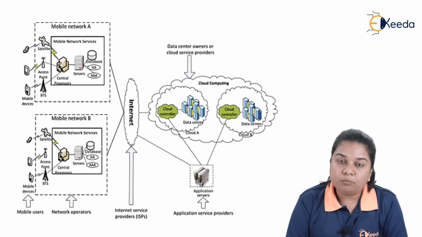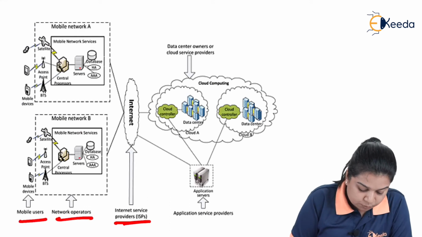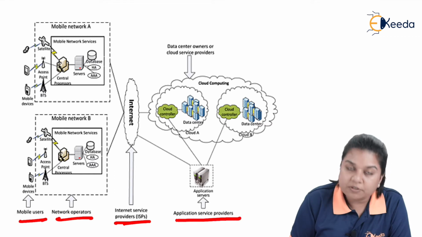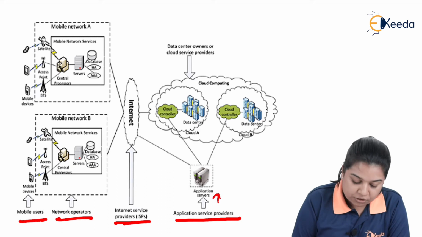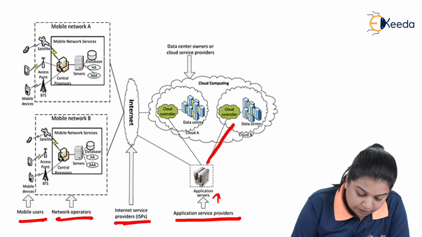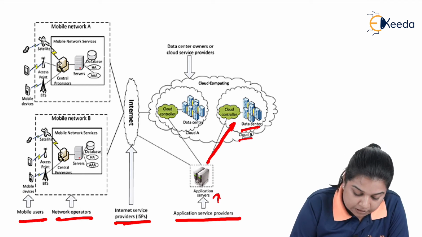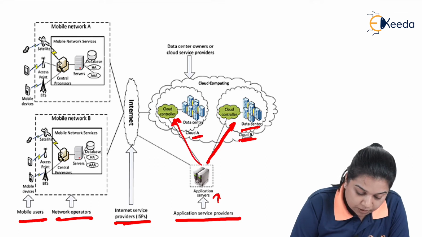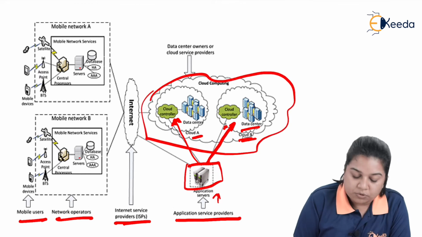This is the example for mobile architecture. We have internet service providers, network operators, mobile users, and application service providers. Now, these application service providers interact with the application server, and this application server interacts with this particular cloud controller data center. Here it is in cloud B, and the data center here is in cloud A. It also has one cloud controller. So these cloud controllers interact with this application server, and this is your cloud computing model.